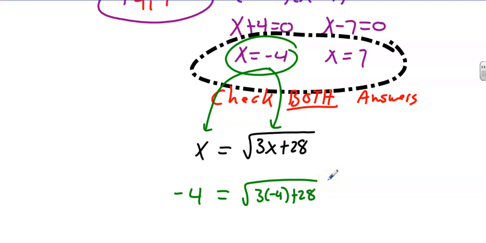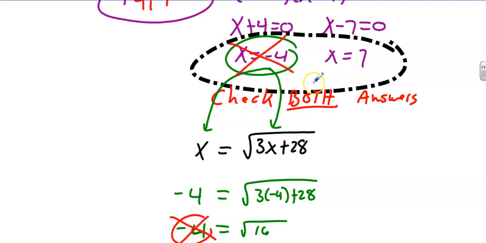Okay. Can the square root equal a negative number? It can't, because we said if we're going to square root it, this number always needs to be positive. So as soon as you plug in this negative number over here, you get negative 4 equals, this would be negative 12 plus 28, which would be 16. But if you take the square root of 16, that should be a positive 4, not a negative 4, so that one's not going to work. So same thing with this one. That one doesn't work.